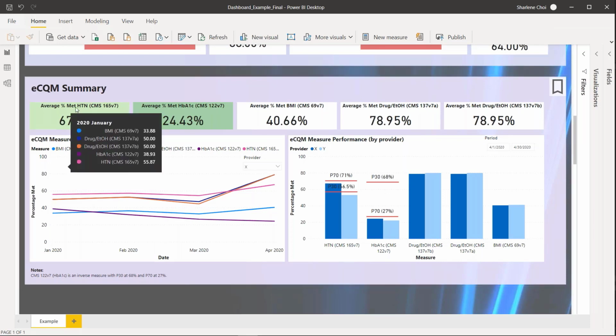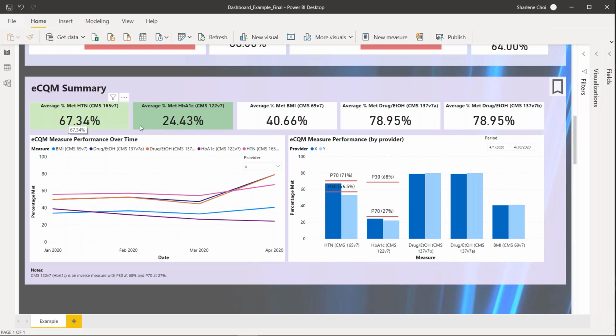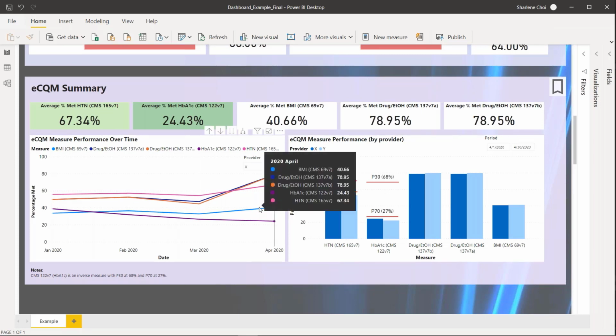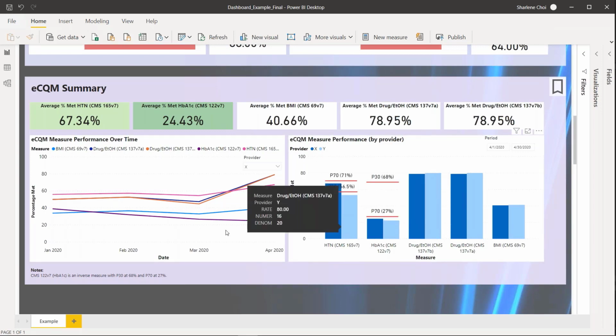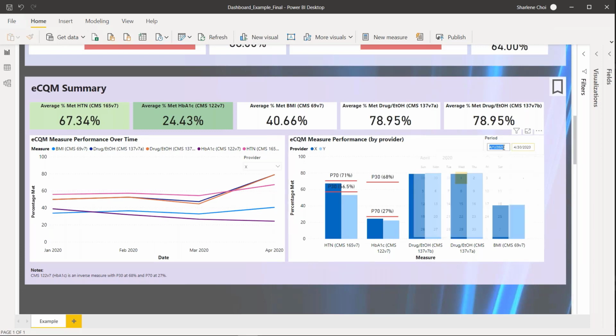The light green box indicates that the 30th percentile benchmark was met, whereas the darker green box indicates that the 70th percentile was met. And below these counters are two different graphs and two different ways you can display eCQM performance data. The first one shows trends for a specific provider over time, and the second one shows trends based on the specific eCQM measure that can also be adjusted based on a period of time.